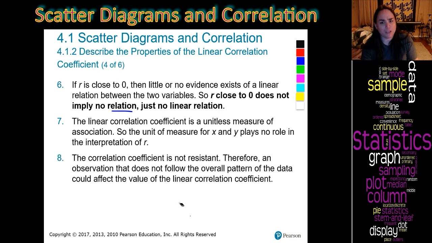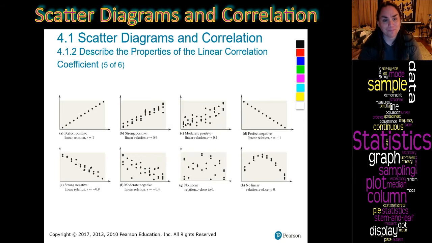The linear correlation coefficient is a unitless measure, so it's not inches or grams or anything like that. It's just a number. There's no units to it at all. The units of x and y don't play any role in it. There's no miles per hour or anything. It's not resistant. If you add another point that is far away from the others, then that R value will change dramatically by the addition of that new individual value.